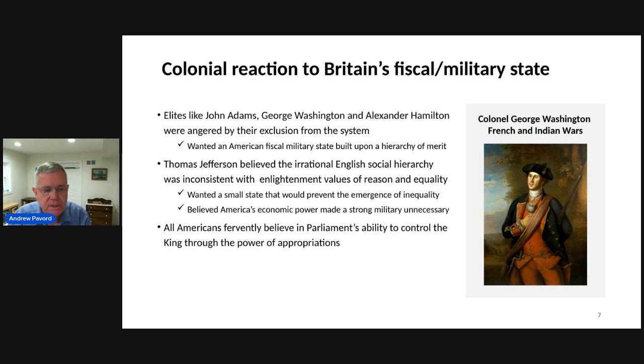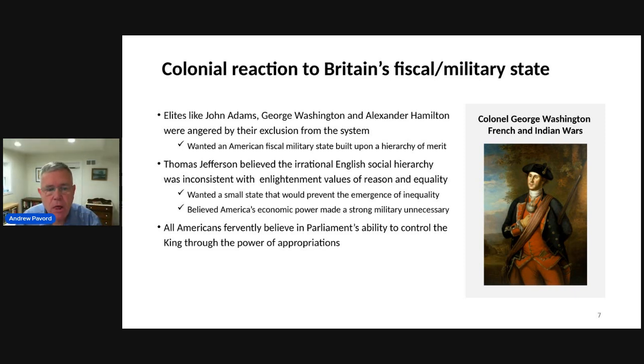And Jefferson also believed that America's economic power made a strong military unnecessary. Jefferson had the idea that American staples that were part of the economy, tobacco, shipbuilding, fish, wood, all these things were essential for European economies. And so therefore, if America was threatened, we could just withhold those products. And we didn't need a military. We didn't need a strong navy. And so for these reasons, Jefferson feared the fiscal military state.